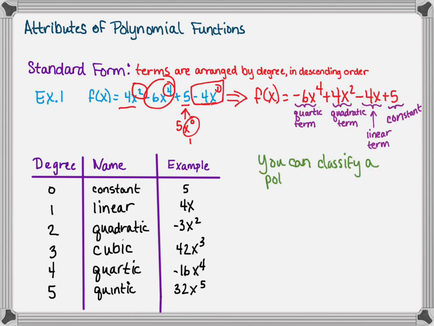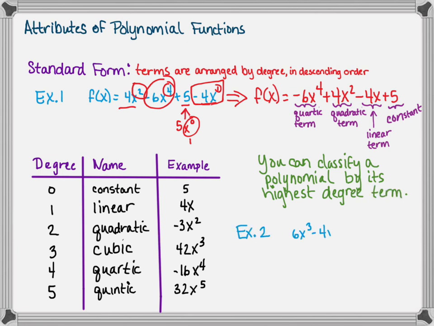So you can classify a polynomial by its highest degree term. So for example, 6x cubed minus 4x squared plus 5, its highest degree term has an exponent of 3, so it's a cubic, and it has 3 terms, so it's a trinomial. So we would say that this is a cubic trinomial. If it had 2 terms, it would be a binomial. If it had 1 term, it's a monomial.